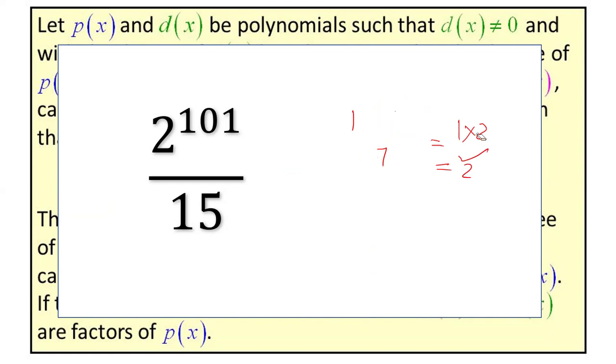Let's take a power of 2 which is near 15. The power of 2 which is near to 15 is 2 power 4, because 2 power 4 is 16. When divided by 15, it gives the remainder 1.